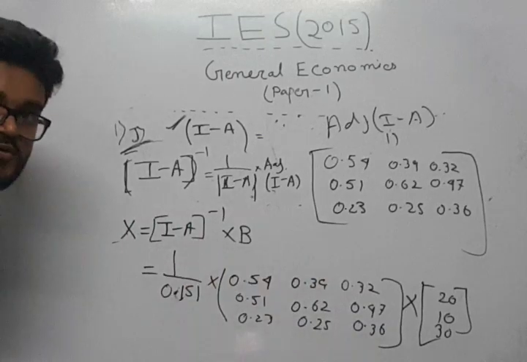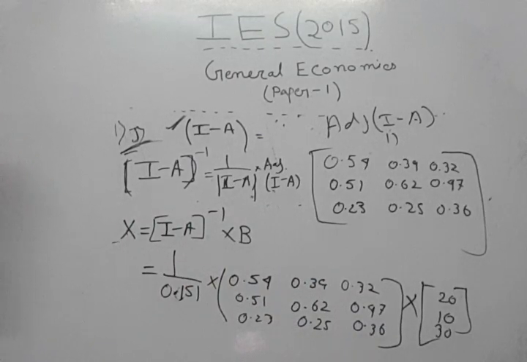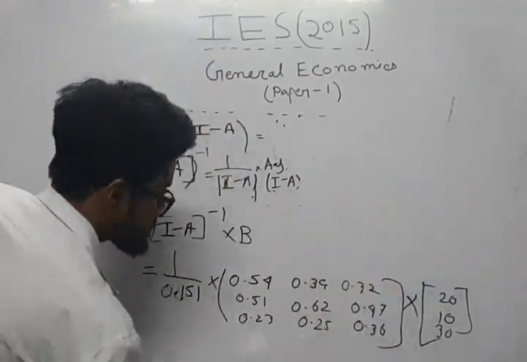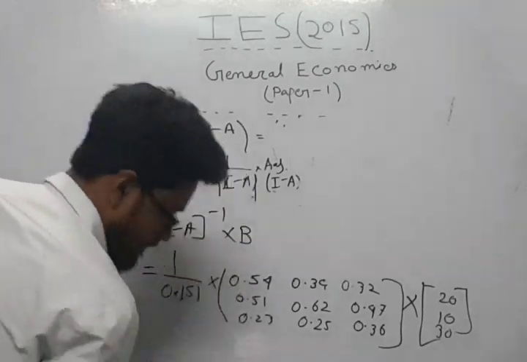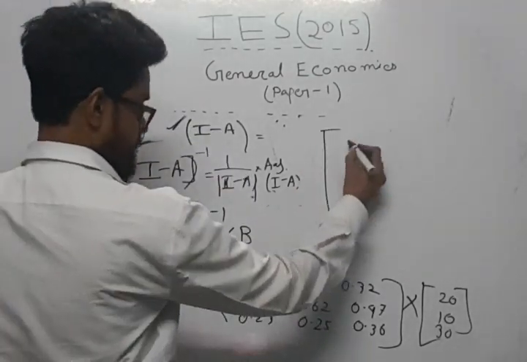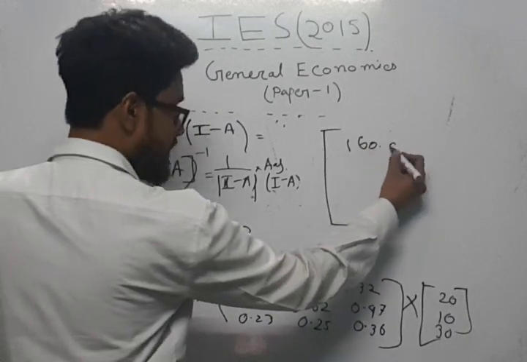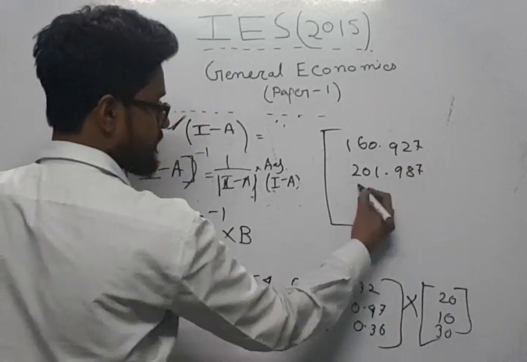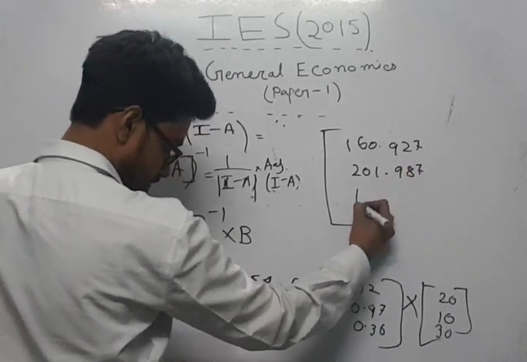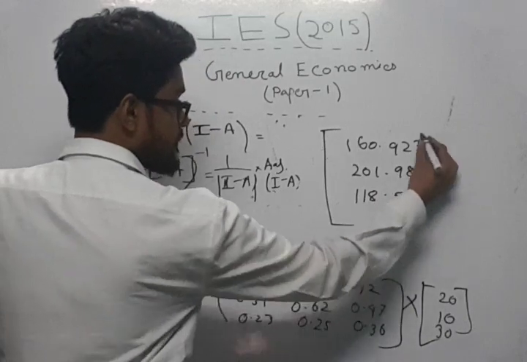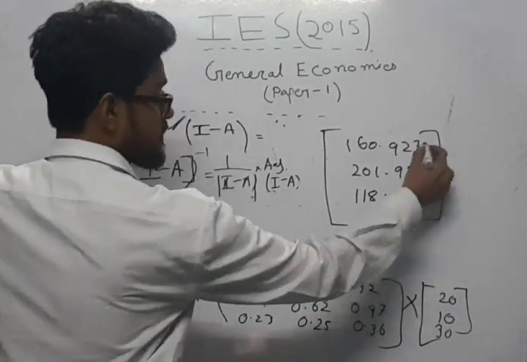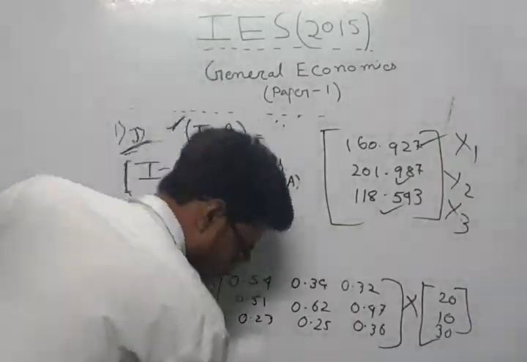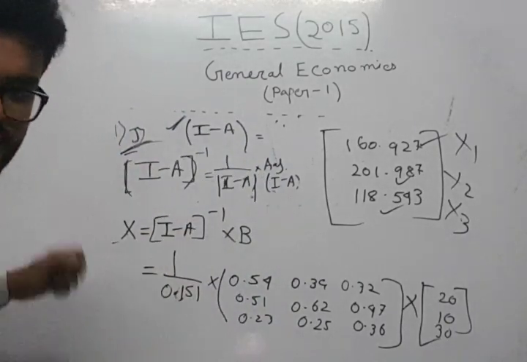Now if you simply solve this equation, we'll find this equation to be equal to 160.927, 210.987, and 201.987, 118.543. This is nothing but the value of x1, this is the value of x2, this is the value of x3. So now we are done with this sum.